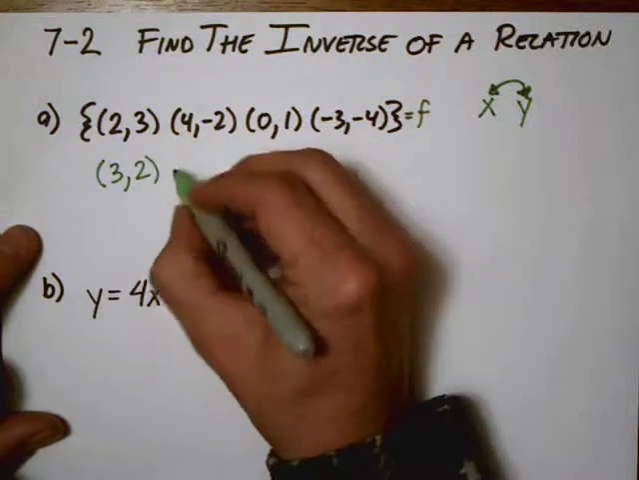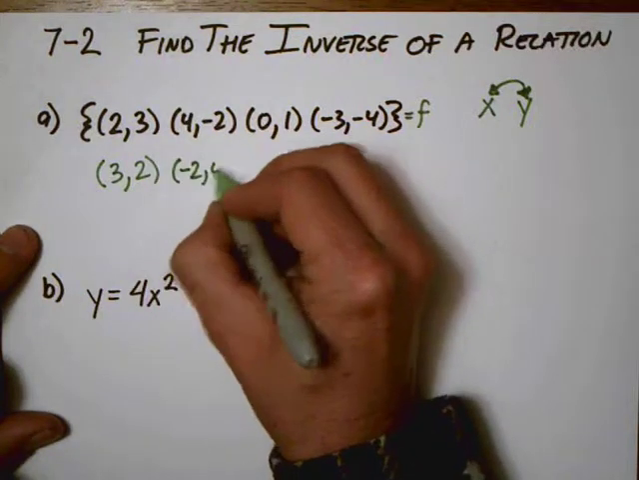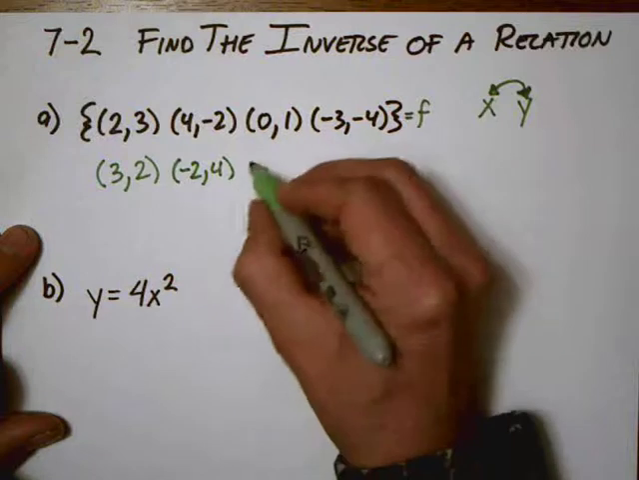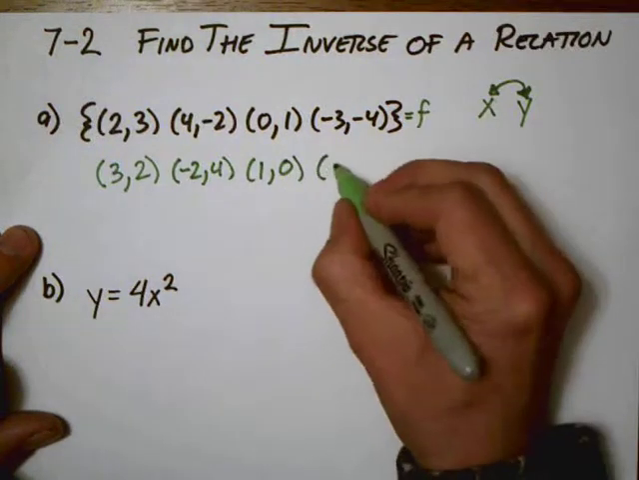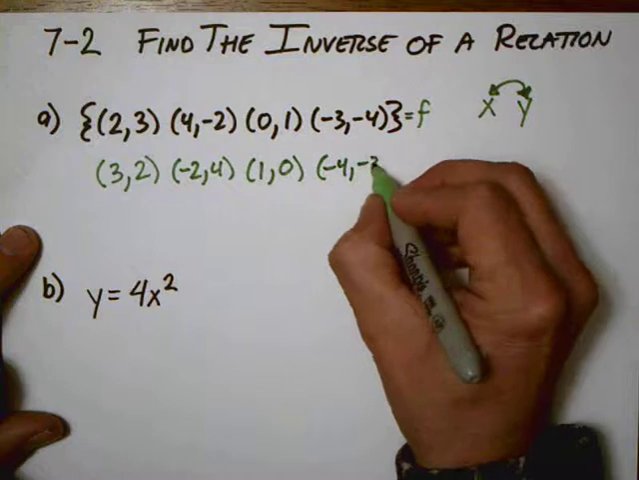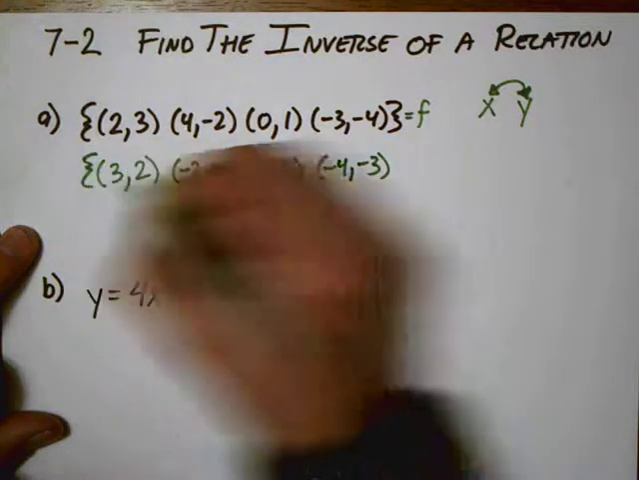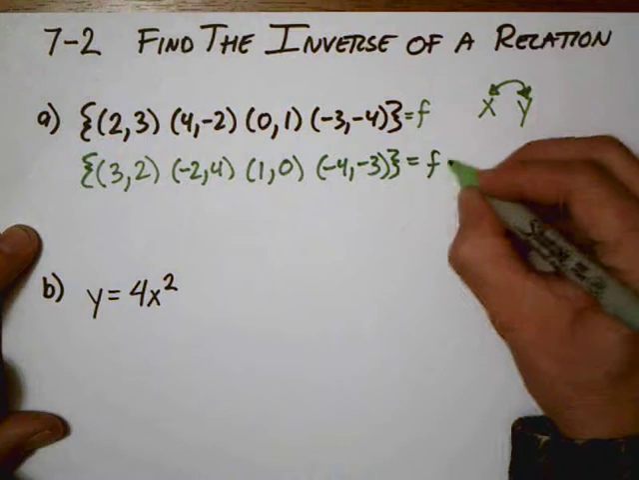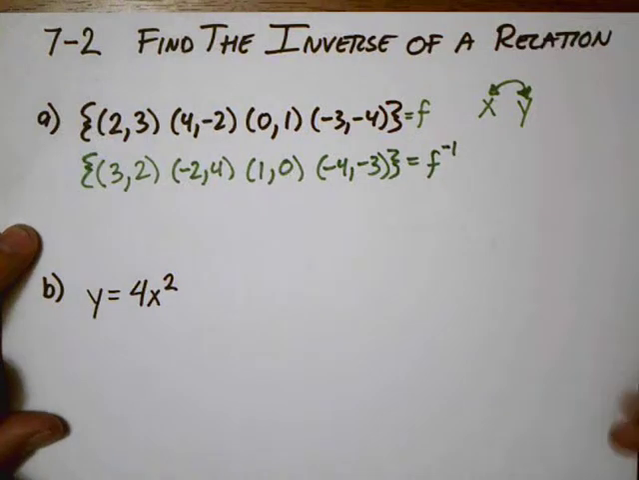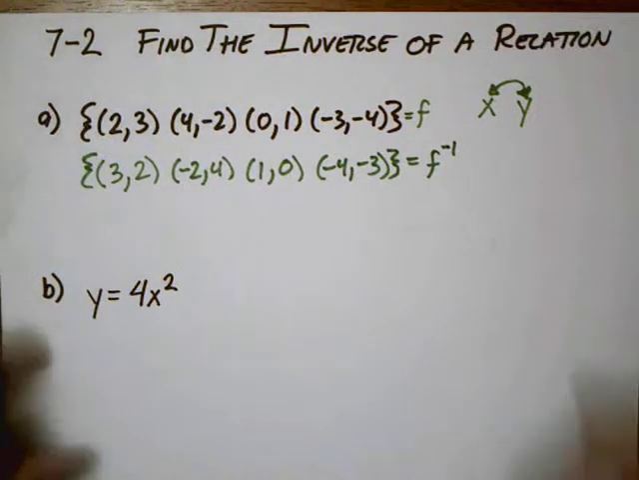Instead of 4, negative 2, we'd end up with negative 2 and 4. Instead of 0, 1, we'd end up with 1, 0. And instead of negative 3, negative 4, we'd get negative 4, negative 3. So this would be the inverse of the function. And the way we write that is f to the minus 1, which stands for our inverse.